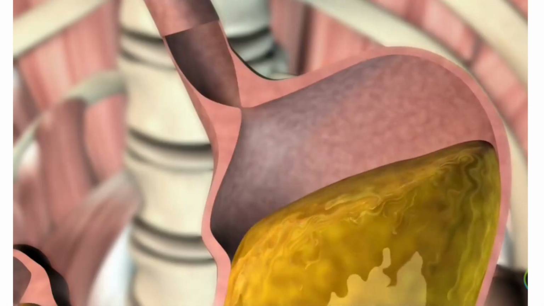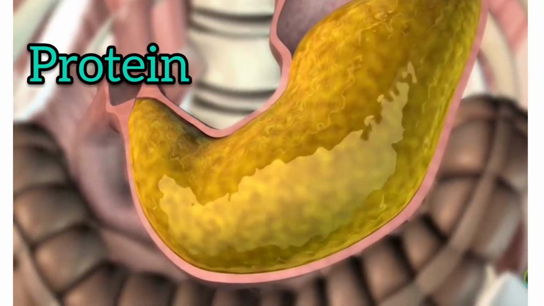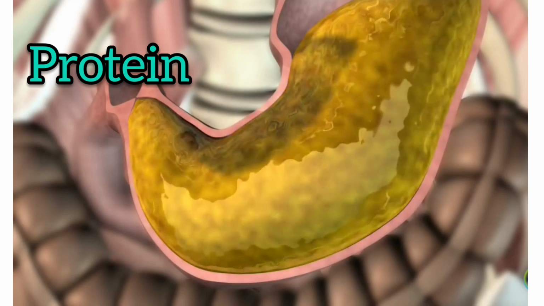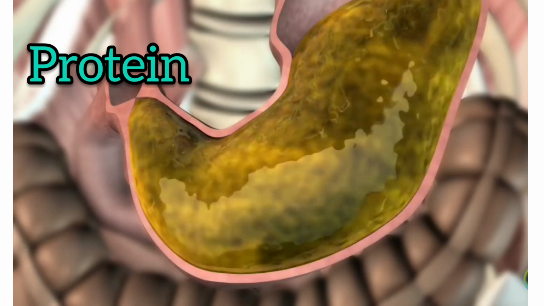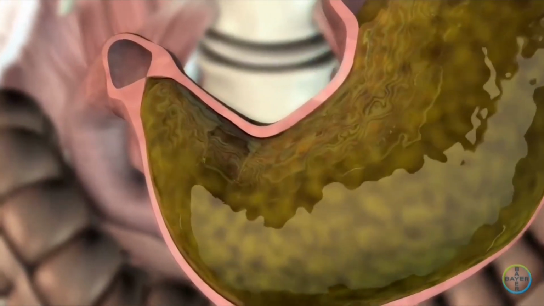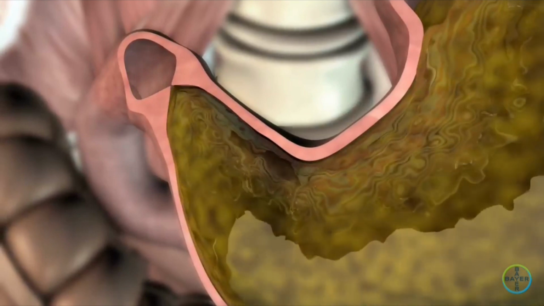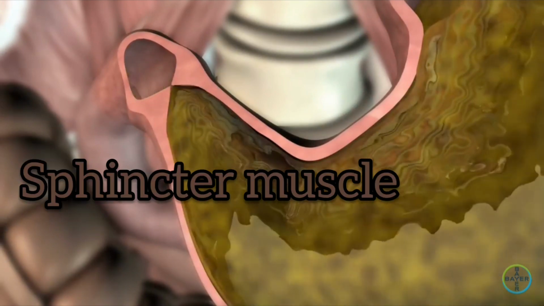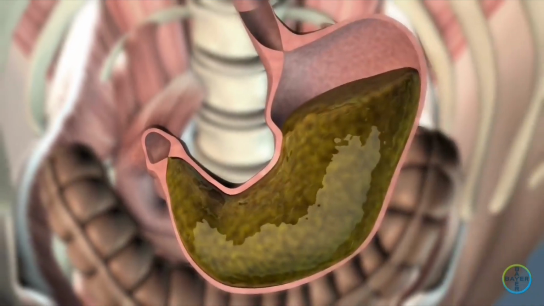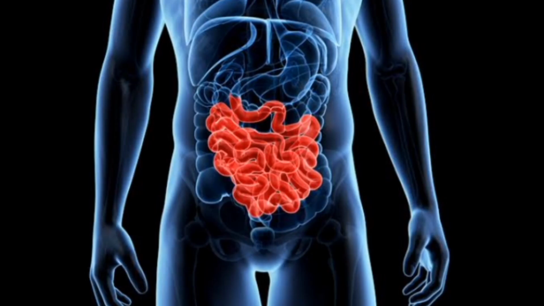The nutrient digested in the stomach is protein. It is digested with the help of the protein digesting enzyme present in gastric juice, namely pepsin. The exit of food from the stomach to the small intestine is regulated by a sphincter muscle, which releases the food in small amounts.